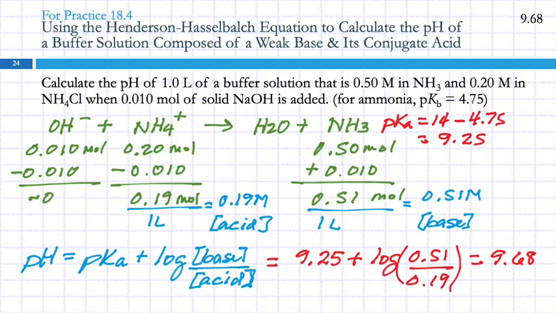Yes? Pardon me? What would happen if a different reactant was limiting? If we add more of this than we have of that, that's going to overwhelm the buffer. I wouldn't use the Henderson-Hasselbalch equation at that point, because after that reaction occurs, you don't have a buffer anymore. But you can use an equilibrium calculation to find the pH. We're not going to do that regularly. Good question. Anybody else have questions?